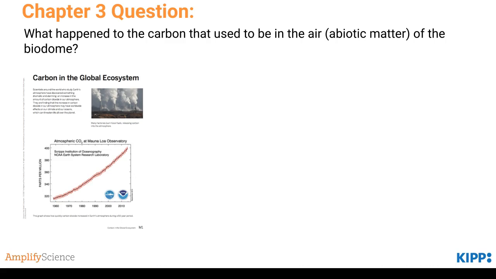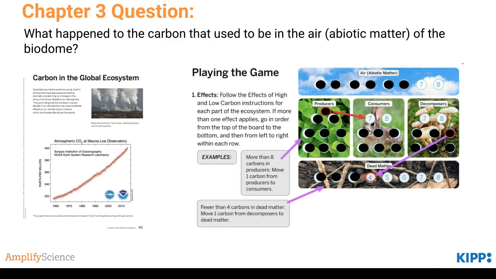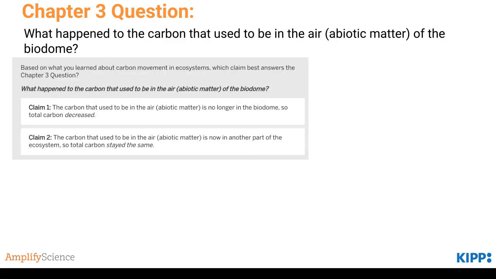All right, so students will begin Chapter 3 with focusing on carbon and reading an article on carbon titled "Carbon in the Global Ecosystem." From this article, they will learn that carbon moves from one part of the Earth's ecosystem to another. Students then play a game that simulates how carbon moves through an ecosystem, and they observe that the total amount of carbon in the system always stays the same.